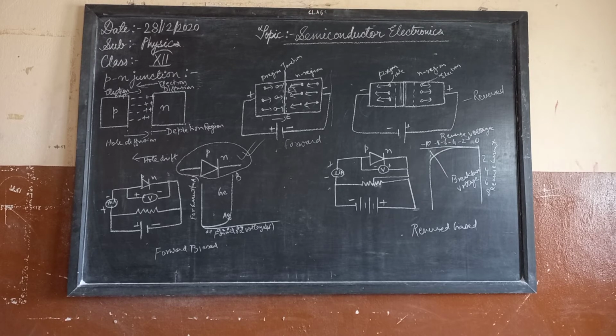Thus the current will move in this particular area, but it is a very small amount of current that moves in the reverse bias condition itself. So you know about minority and majority charge carriers, how they are moving. You know it very well: what the minority charge carriers are, how they move, and how the majority charge carriers are moving.